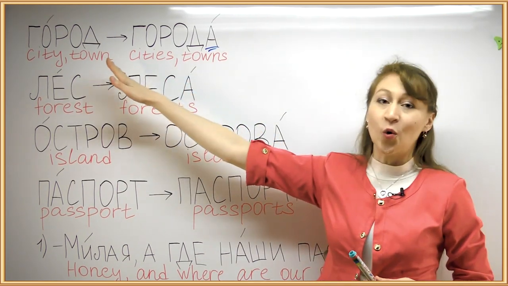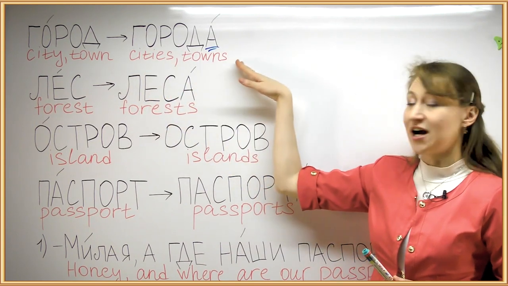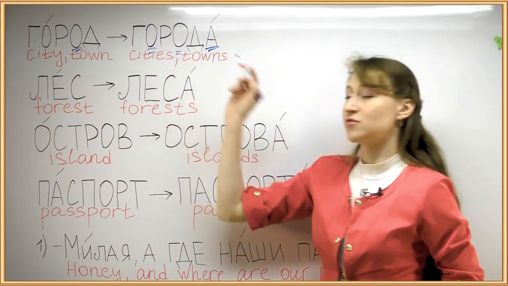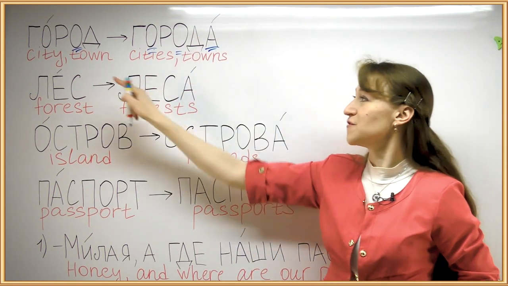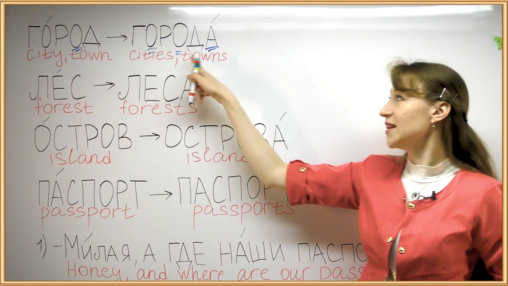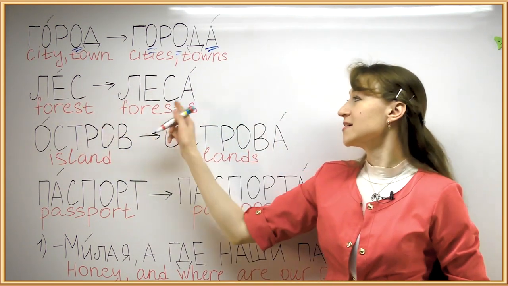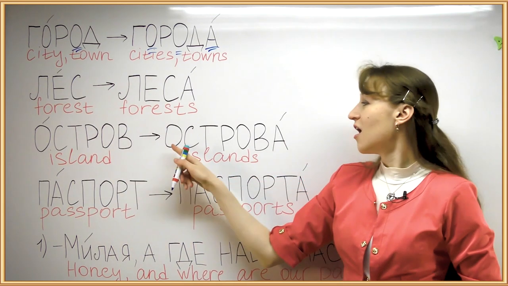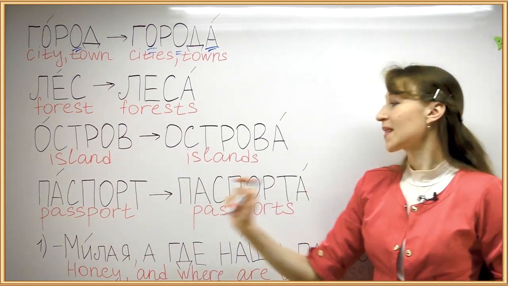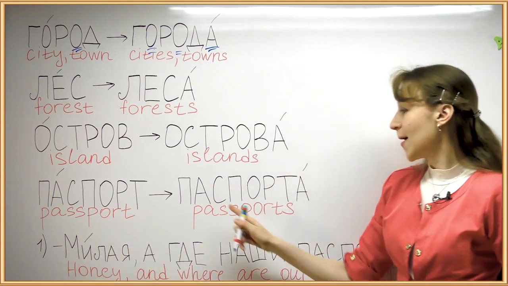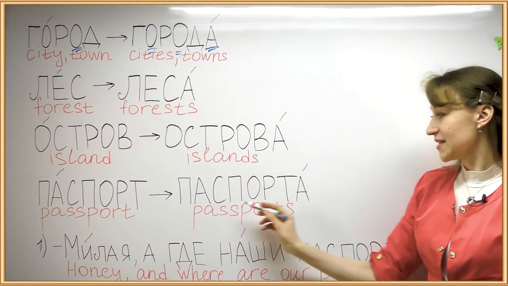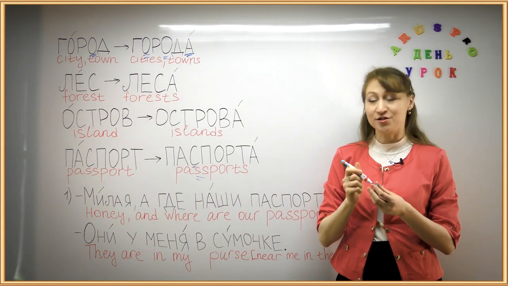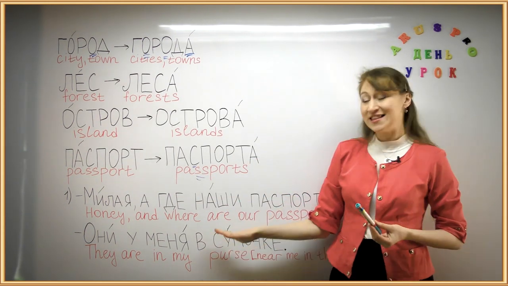So, город, города. And pay attention how the unstressed О shifts with the emphasis shift. Город, города. Лес, леса. Остров, острова. Паспорт, паспорта. And here we have just one S in Russian, not like in English. So let's look at the example phrase.